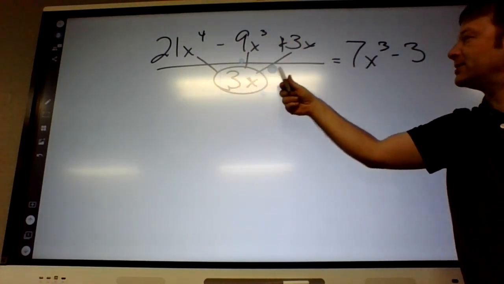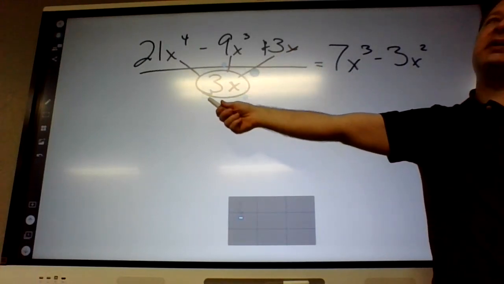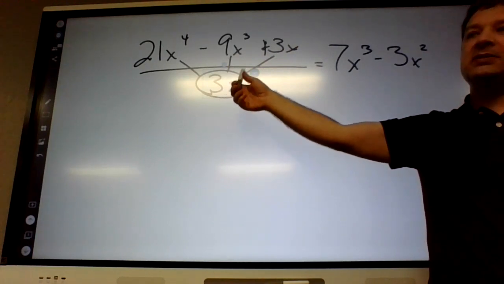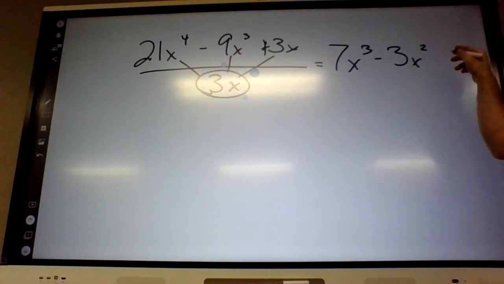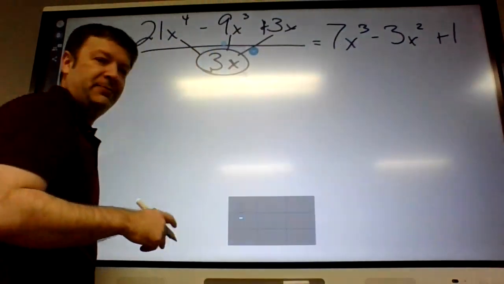x cubed divided by x. And we get this wrong a lot too. 3x divided by 3x is 1. It's not nothing. It's 1. Okay.